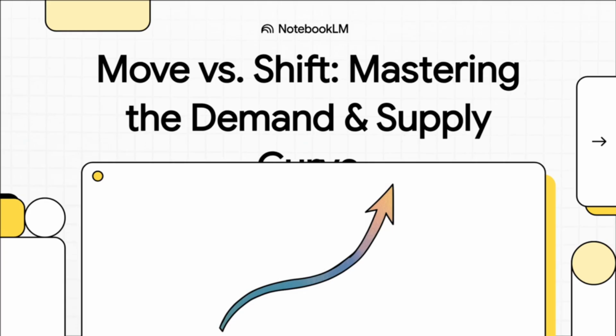All right, let's dive right in. Today, we're going to tackle one of the most common stumbling blocks in economics, the difference between a movement along a curve and a shift of an entire curve. You know, getting this right isn't just about passing a test. It's about really starting to think like an economist. So let's break it down and make it simple.